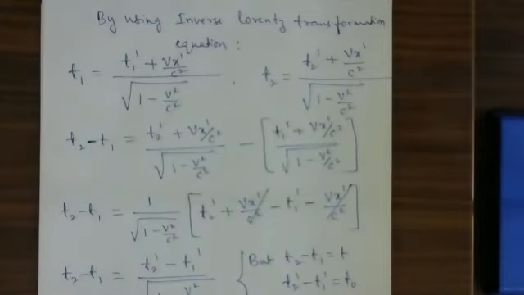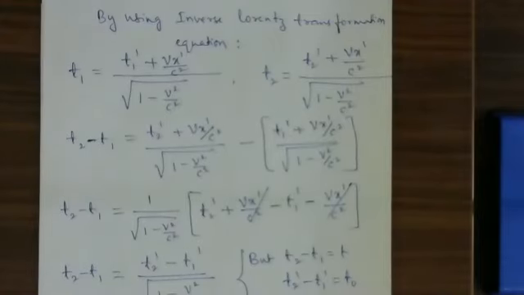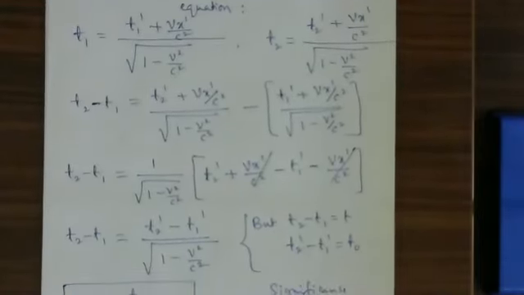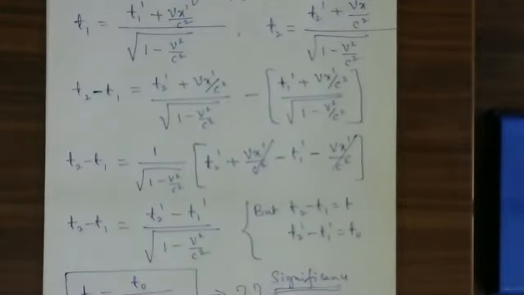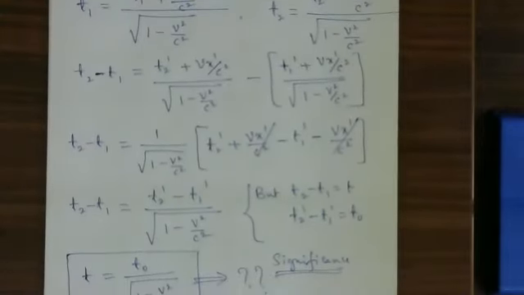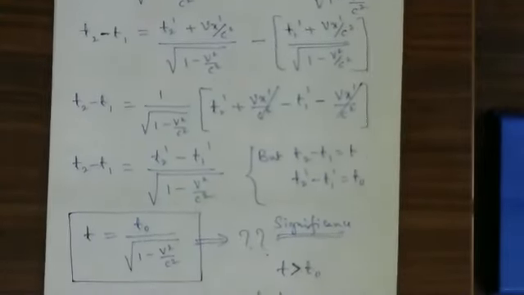I'm showing all the concepts. If you want to write, you can write the whole derivation that I am showing. Once you get the equation t equals t naught divided by root of 1 minus v squared by c squared, we have to give some explanation regarding the physics. What is the significance of that equation? We have to write it.